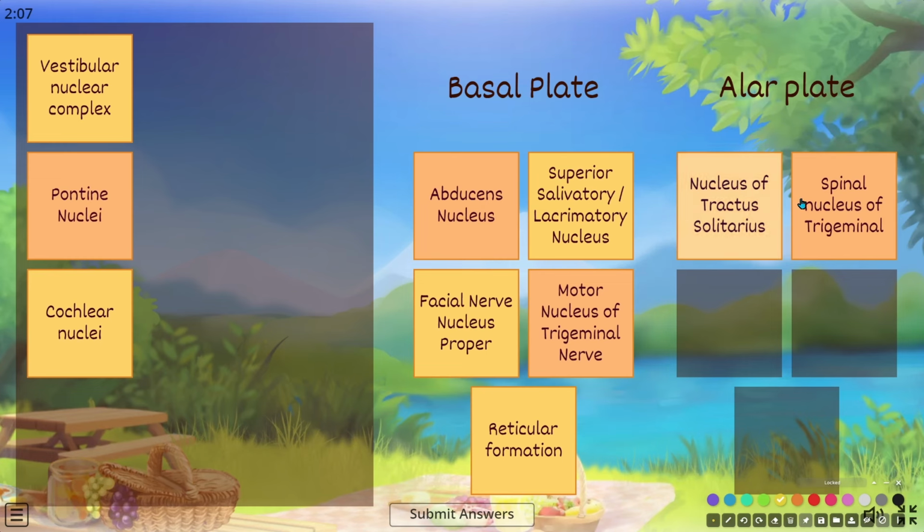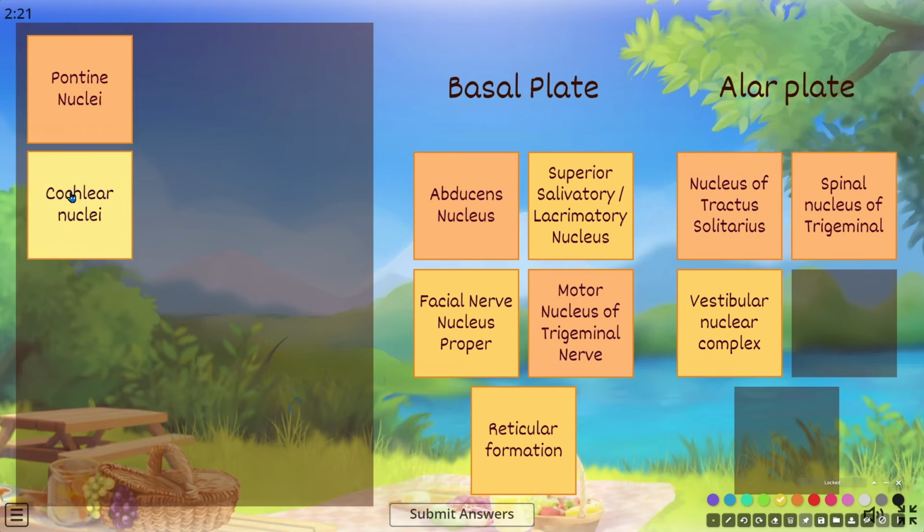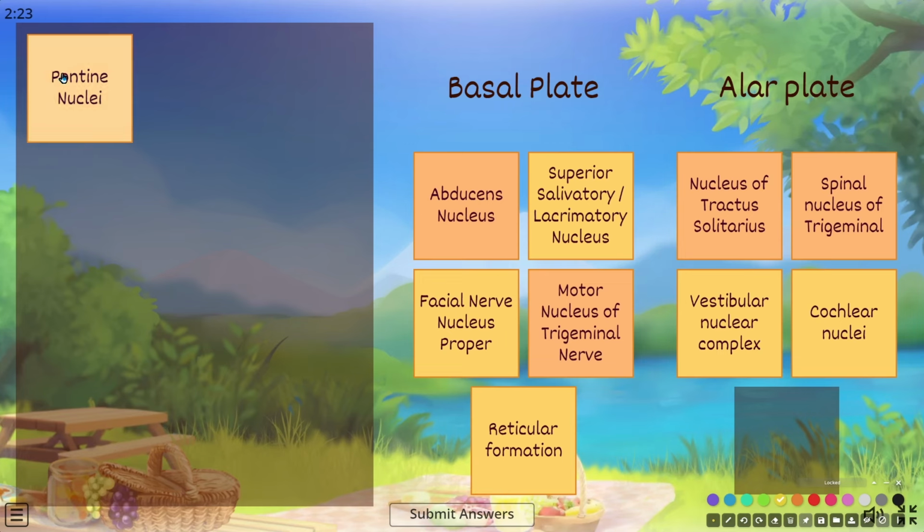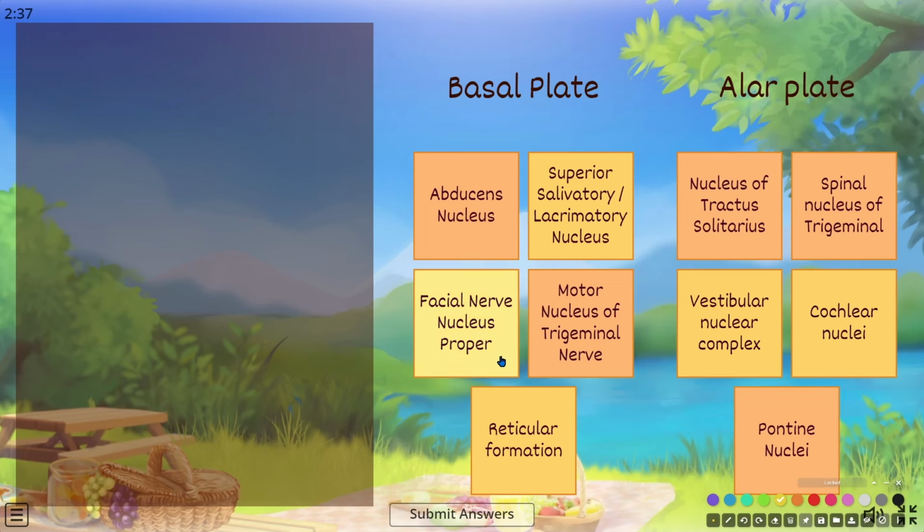It's the turn of the general somatic afferent, right? And this is the general visceral afferent as well as special visceral afferent, both, right? Then we have the vestibular nuclear complex as well as the cochlear nuclei, and finally the pontine nuclei, which are derived presumably from the dorsolateral extension of the alar plate, which is the rhombic lip. So this is the pontine nucleus. So I think that was all. Let's check our answer.